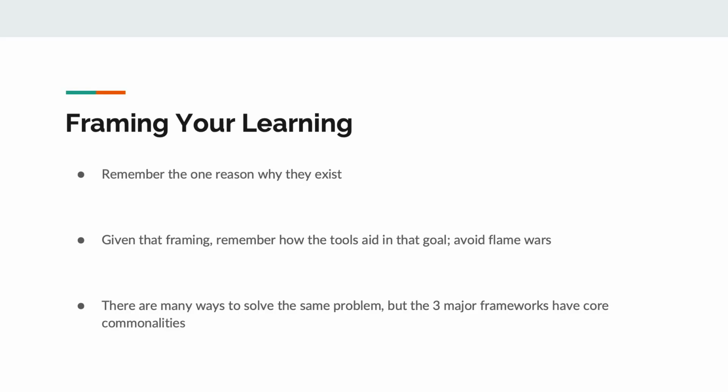Given that we've talked about the reason they exist, what are some actual tactical strategies for learning them? I think it's important to frame your learning. Remembering the reason why they exist is really beneficial. Like I said, keeping the UI in sync with data, given that framing, and remembering how the tools aid in that goal is super helpful for a lot of reasons. Given that all the frameworks are solving this problem, and I'll touch on this later, they have more in common than they don't have in common. For me at least, it could be a little scary to pick up a new framework, but when you understand that they're all trying to get at the same thing, even if it's in different ways, that makes it a little bit less intimidating.